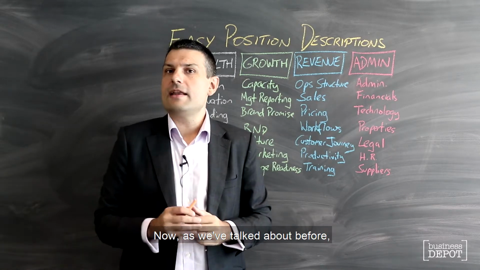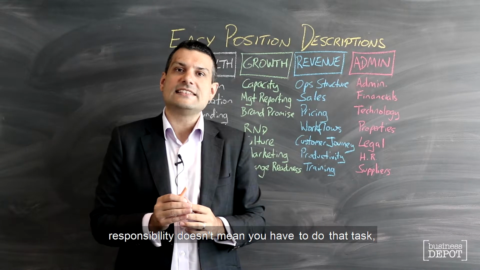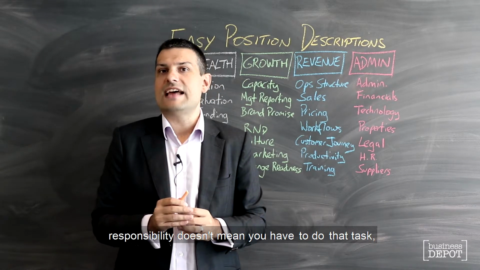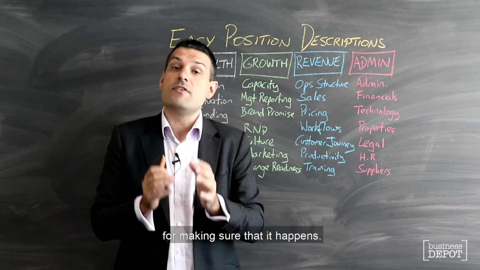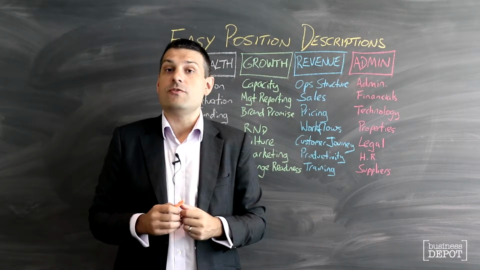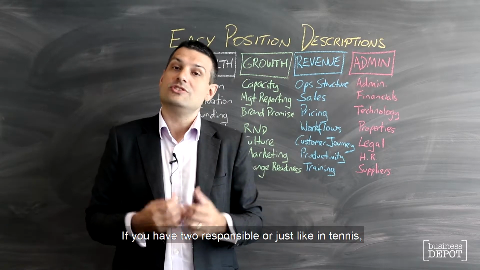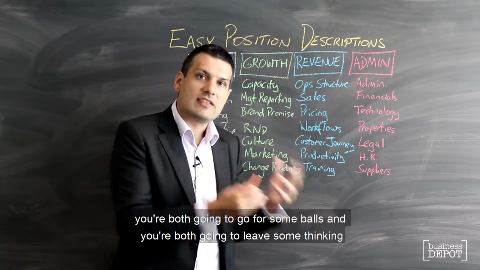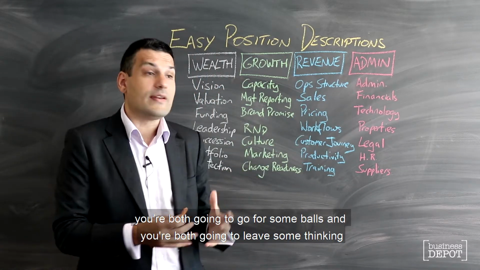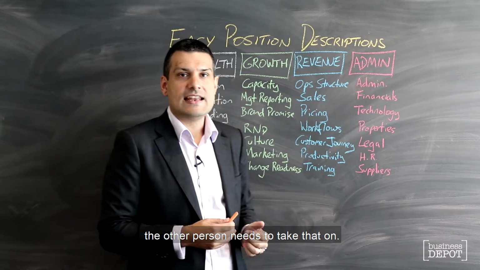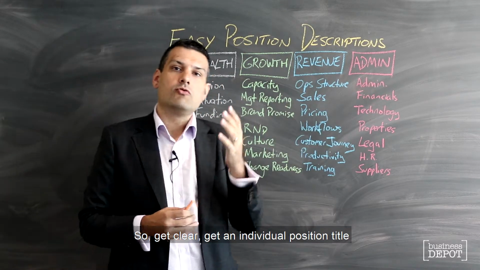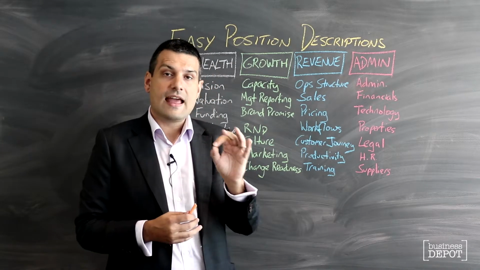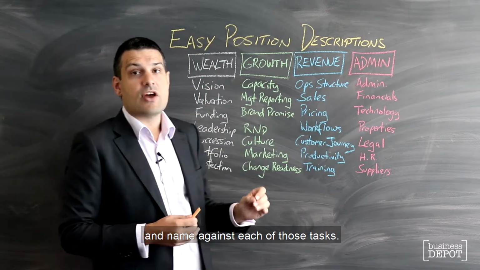Now, as we've talked about before, responsibility doesn't mean you have to do that task. It just means you are the one person who is responsible for making sure that it happens. If you have 2 people responsible, well, just like in tennis, you're both going to go for some balls and you're both going to leave some thinking the other person needs to take that on. So get clear, get an individual position, title and name against each of those tasks.